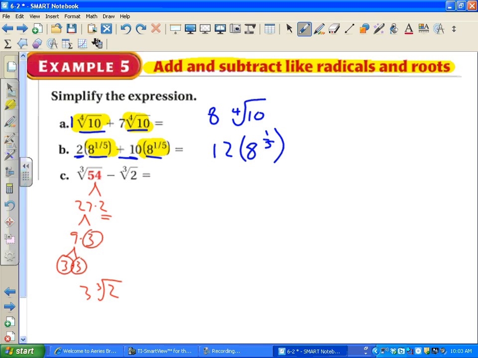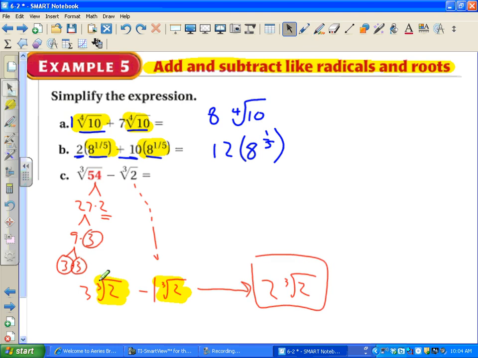And I will be subtracting the cube root of 2. 3 cube roots of 2 minus the cube root of 2. Realize that these are like terms. There's a number 1 sitting out in front there, just like there was a number 1 sitting out in front on letter A. That's going to say 3 cube roots of 2 minus 1 cube root of 2. So that answer is going to be 2 cube roots of 2.